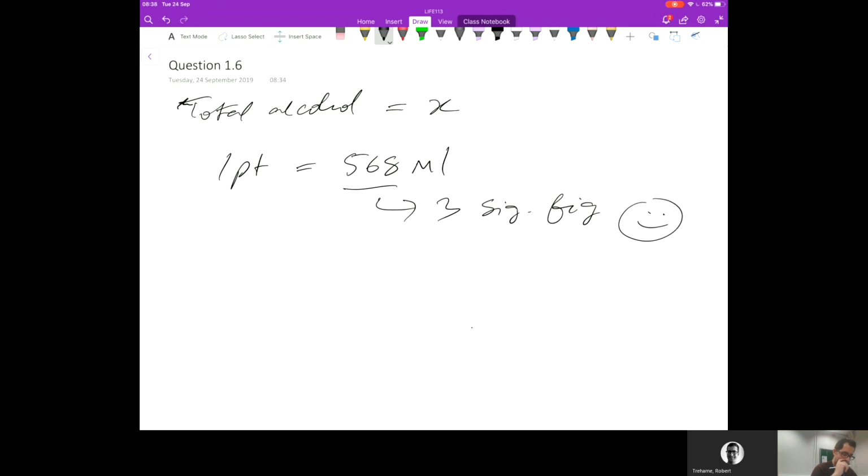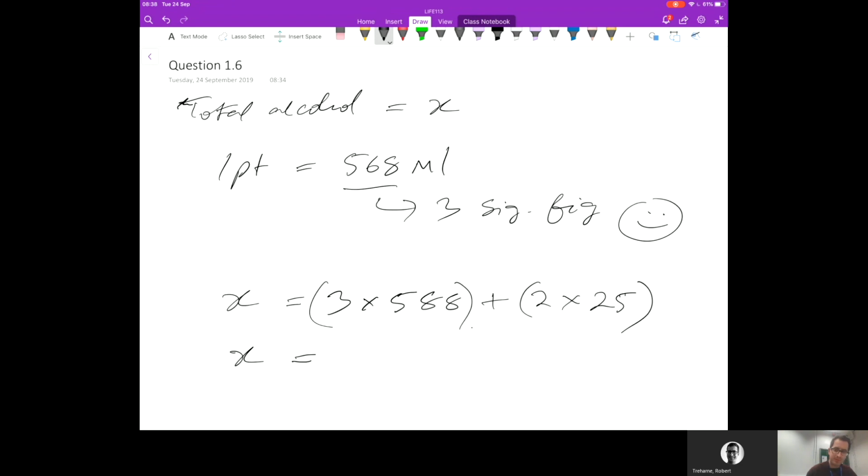Right. So how much alcohol has Tom drunk? That's X. Remember, he drank 3 pints, that's 3 times 568, and he drank 2 shots, that's 2 times 25 milliliter shots. So the total amount that he's drunk, that's the total amount of volume. I'm making mistakes here. Sorry, everybody. Go back a bit.